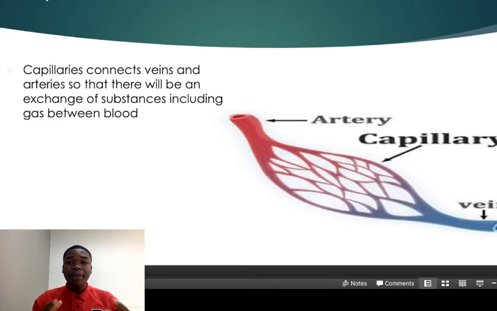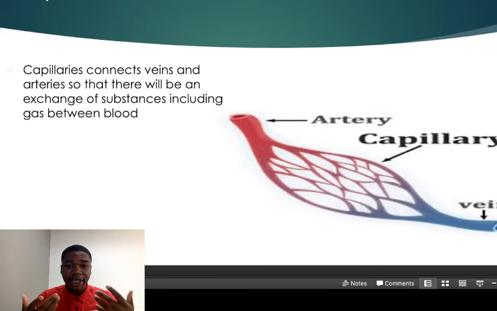So we also have capillaries. Capillaries connect veins and arteries so that there will be an exchange of substances, including gas, between blood. For example, in the human lungs, we also have blood capillaries, where there will be an exchange of gas. The blood will offload carbon dioxide and load oxygen.